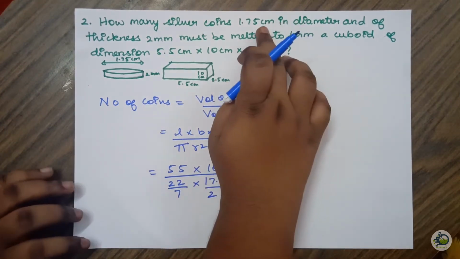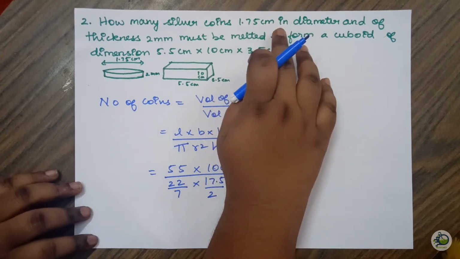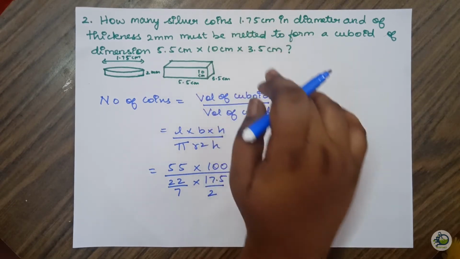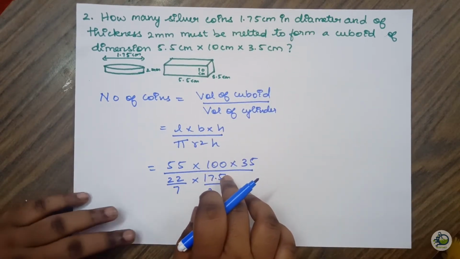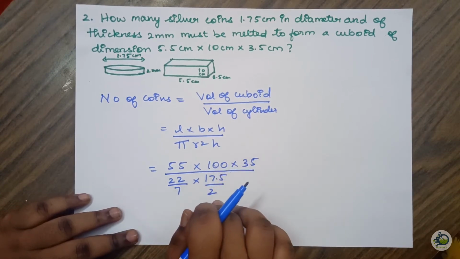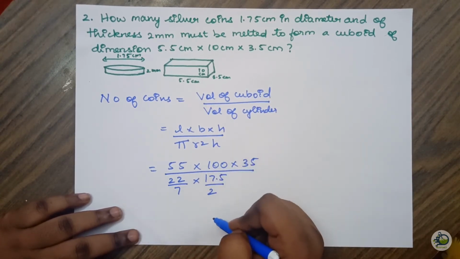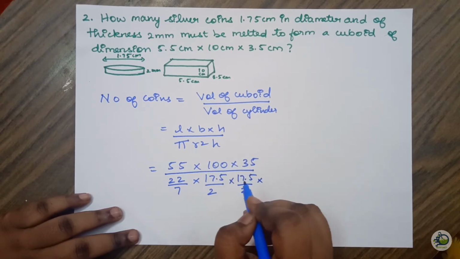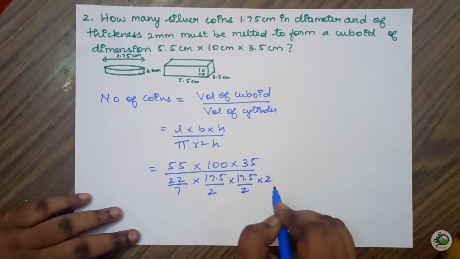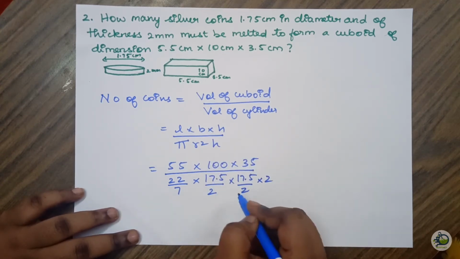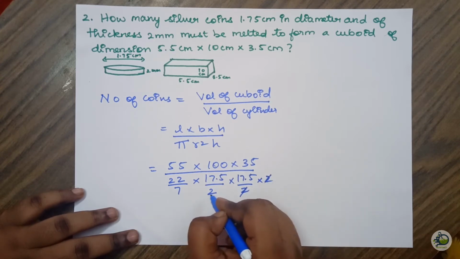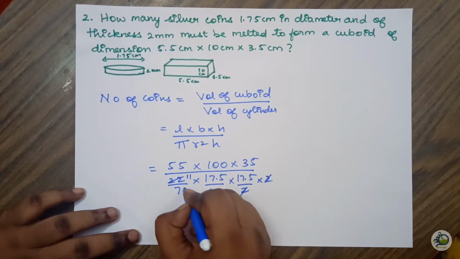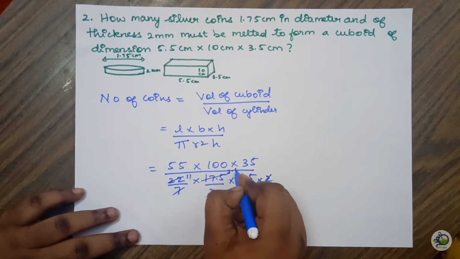for the diameter, it is given in centimeters. So to convert it to millimeter I will multiply it by 10. So 1.75 into 10 is nothing but 17.5. That is the diameter, so for radius I have to divide it by 2. So 17.5 by 2 is the radius, into 17.5 by 2, into height 2. Here we can cancel this 2 and this 2, then this 2 and this 22 gives 11, and 7, this one I can cancel, it is 2.5.